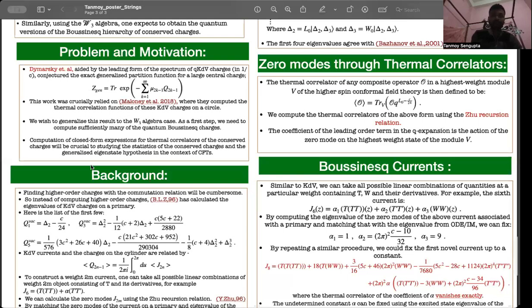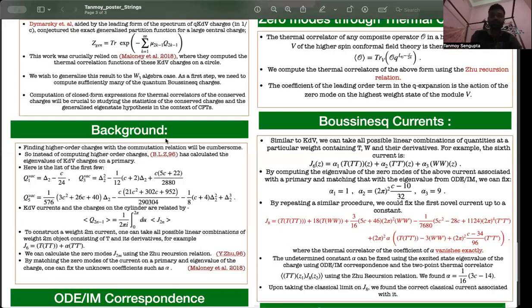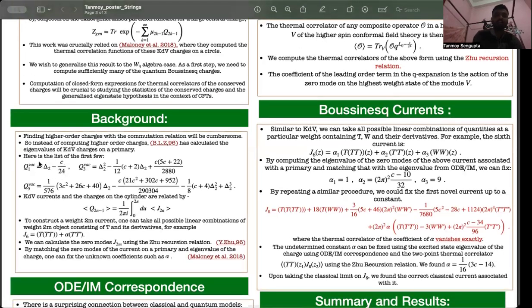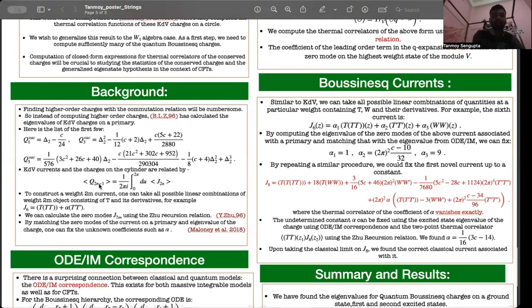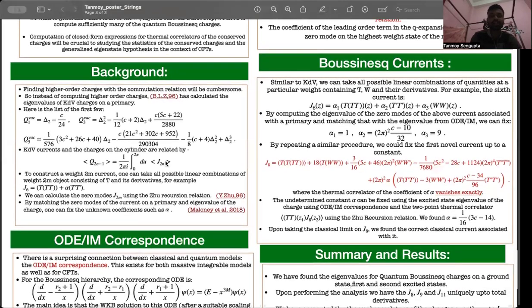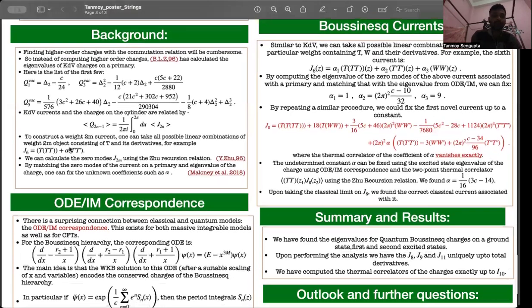Now, in the mid-80s, BSZ studied the KdV hierarchy in quite some detail. They computed the eigenvalues of the charges on a highest weight state, and here are the first few eigenvalues. The KdV current is defined as this, where the current is J and the charge is Q.